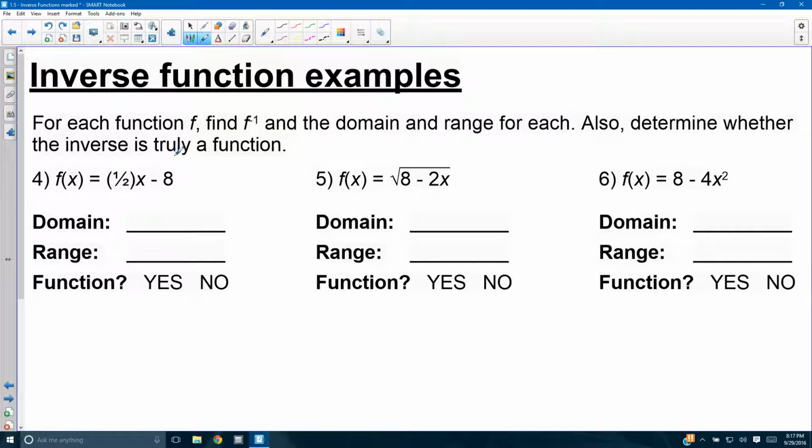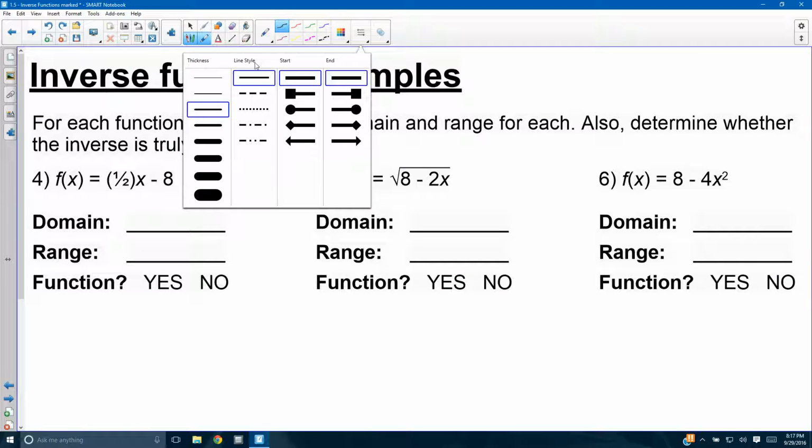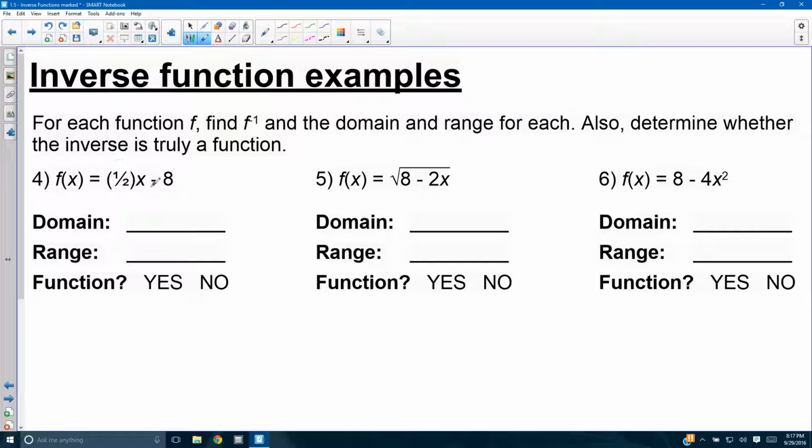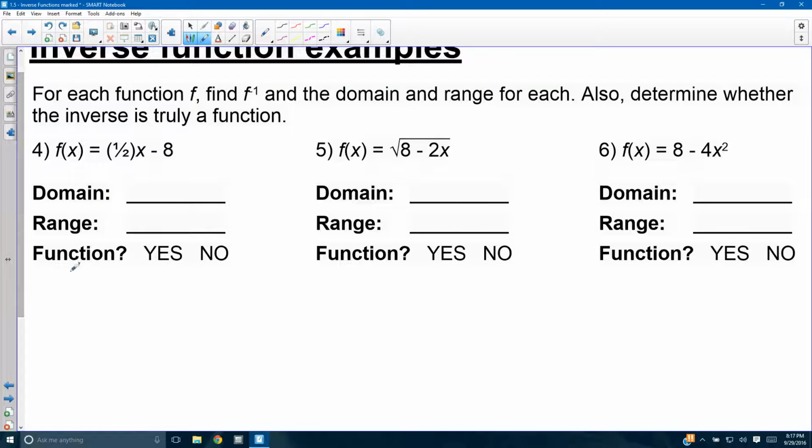Last 3, 4, 5, and 6, and then I'm done. Let's go ahead and use black. I haven't used black yet. Same instructions, just 3 more sets of problems.